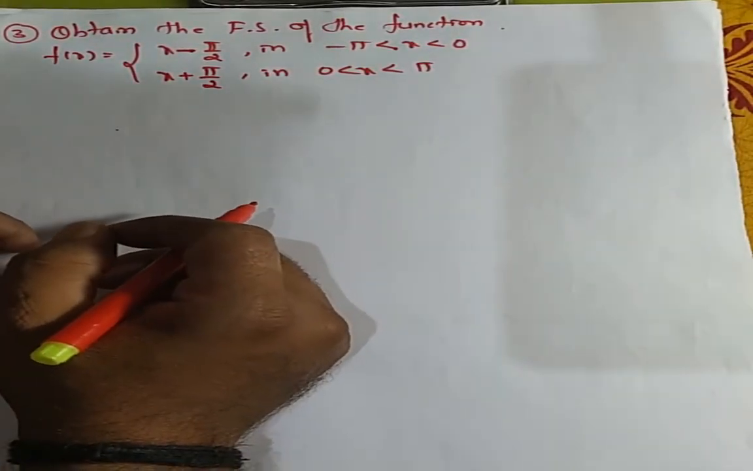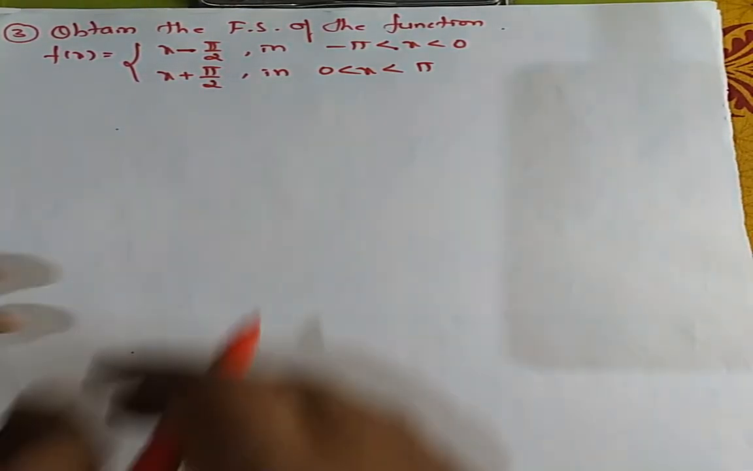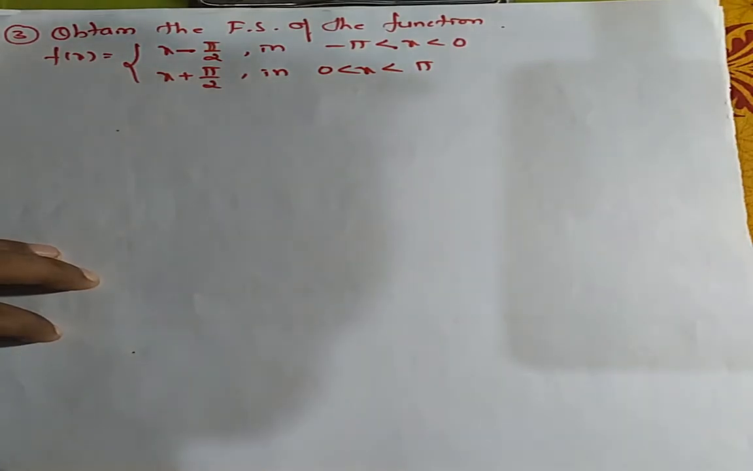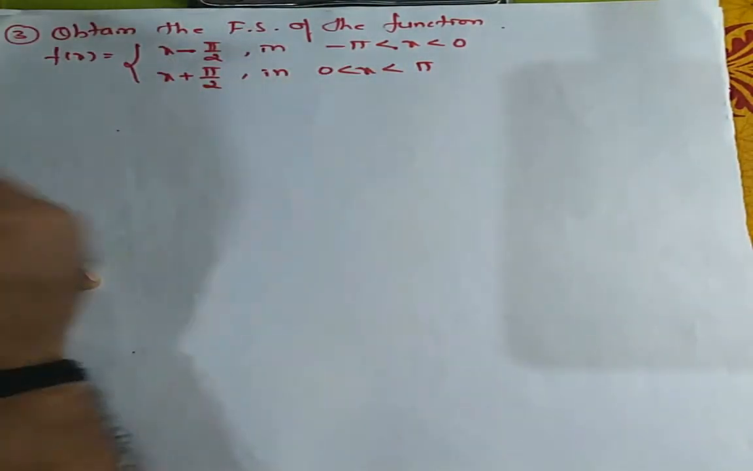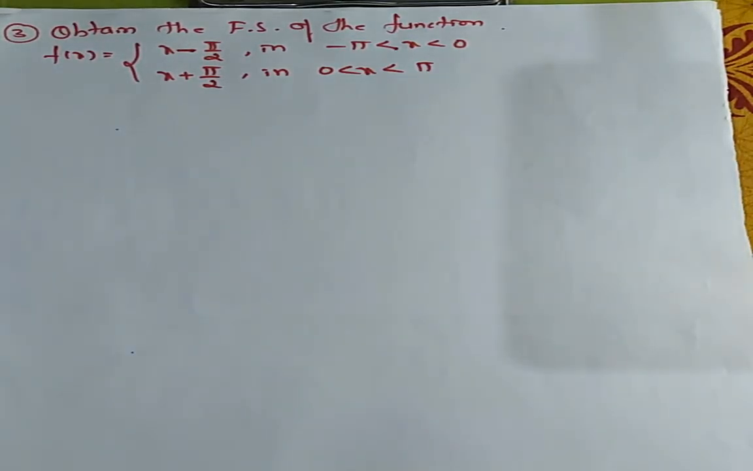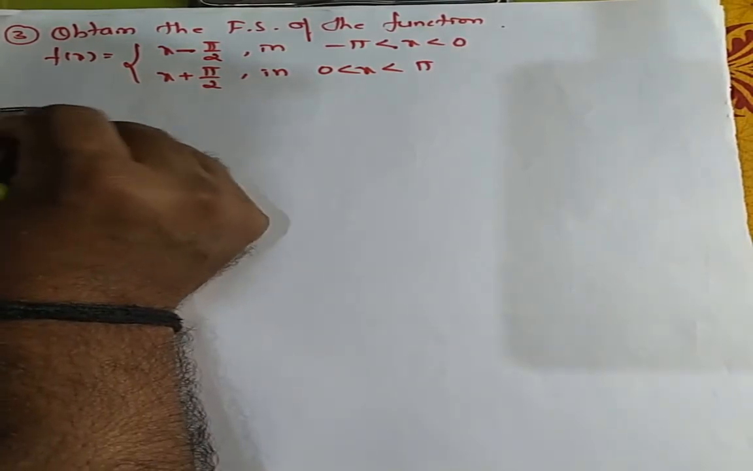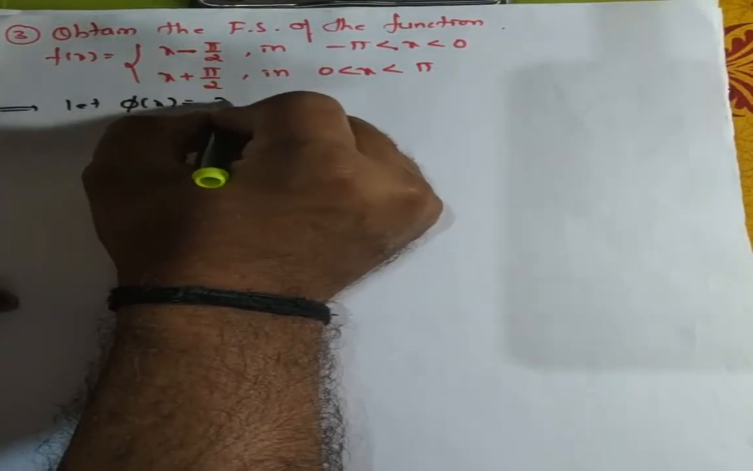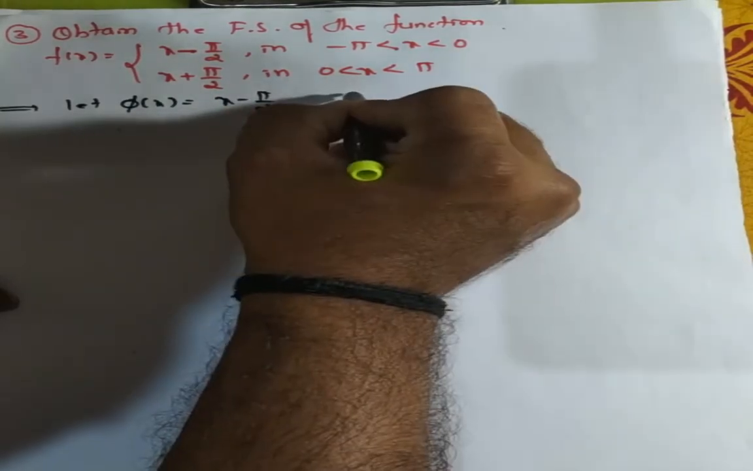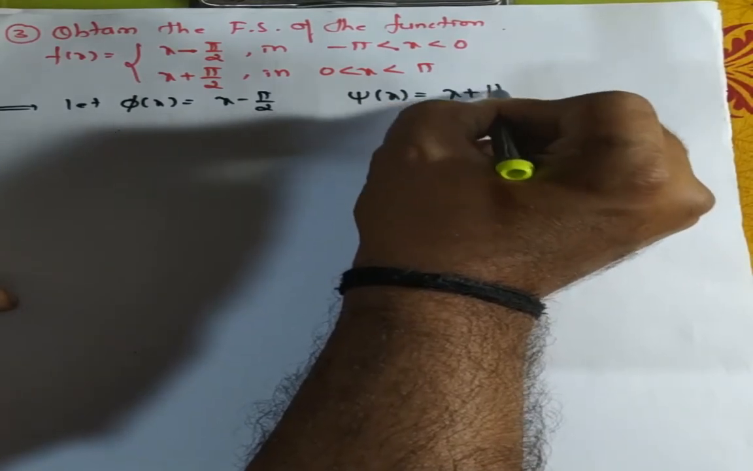Now let us discuss the third example. Obtain the Fourier series of the function f of x is equal to, again I have taken an example of a double function, but the interval I have taken as minus pi to plus pi. So how to solve this? Again, as I told you, if it is given in a double function, you start with: let phi of x is equal to the first function x minus pi by 2 and psi of x is equal to the second function x plus pi by 2.